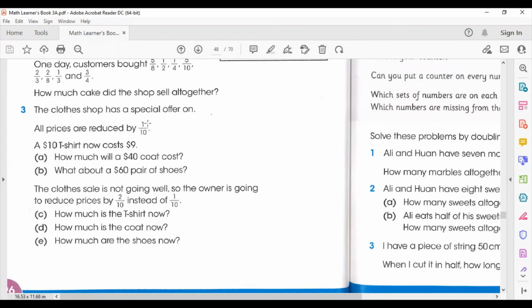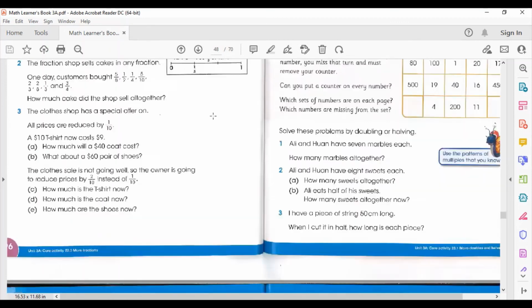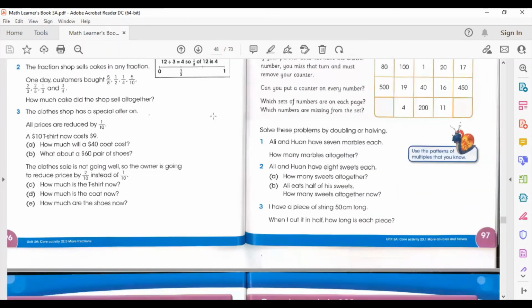If you have $10, it means $1 is reduced. So the 10 dollar t-shirt price now costs 9. So how much will a $40 coat cost? In $10, $1 is skipped. So in $40, $4 is skipped. So minus it. How do we know $40 means $4 skipped?